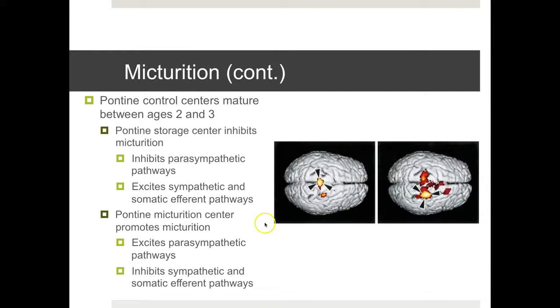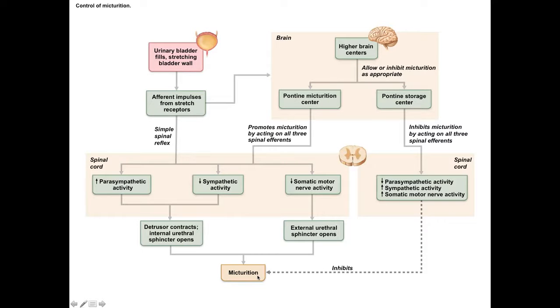So that is allowing us to hold that urine in. But when we are ready to go to the bathroom, we can trigger our pontine micturition center and excite our parasympathetic pathways and inhibit the sympathetic or somatic efferent pathways. And this is a nice little chart that sums all of this together. Our urinary bladder fills with urine, stretching those walls. The stretch receptors send afferent or sensory impulses to our brain. Our higher brain centers are then going to choose the pontine micturition center or the pontine storage center.